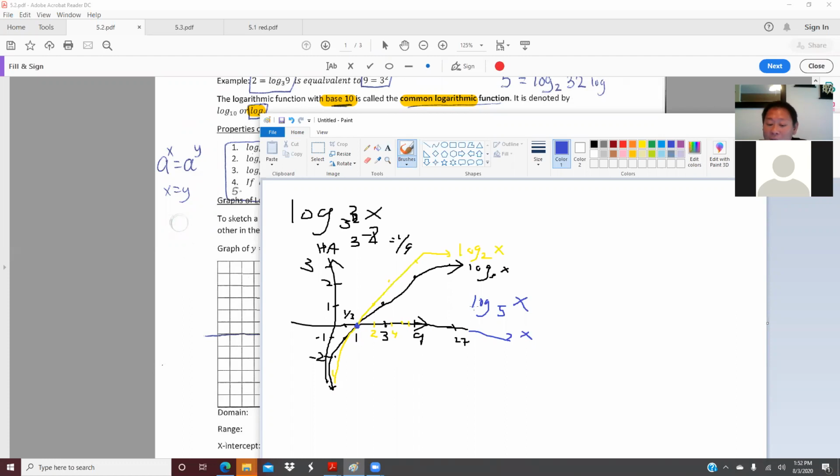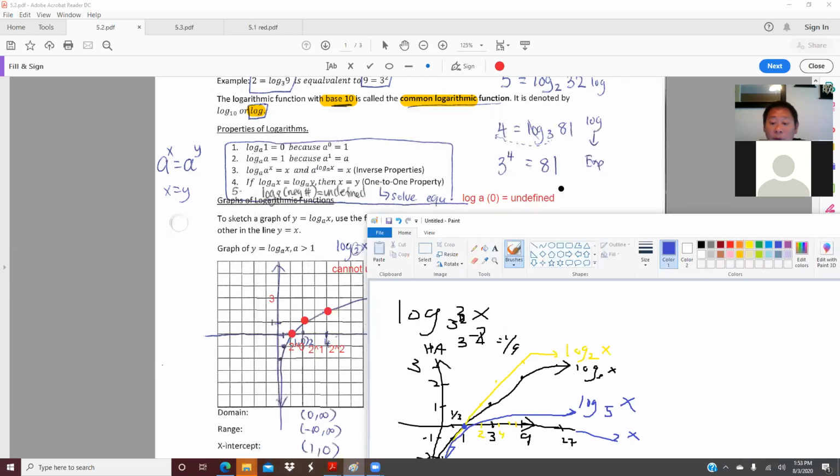So what happens when you have log 5x? This graph will get closer and closer towards the x-axis. So for log 5x, your graph will look something like this. So log 2, log 3, log 5, and then log 6 is even closer, but it will never cross the x-axis, that means it's getting closer and closer to it. So this is how we figure out your log power, okay?